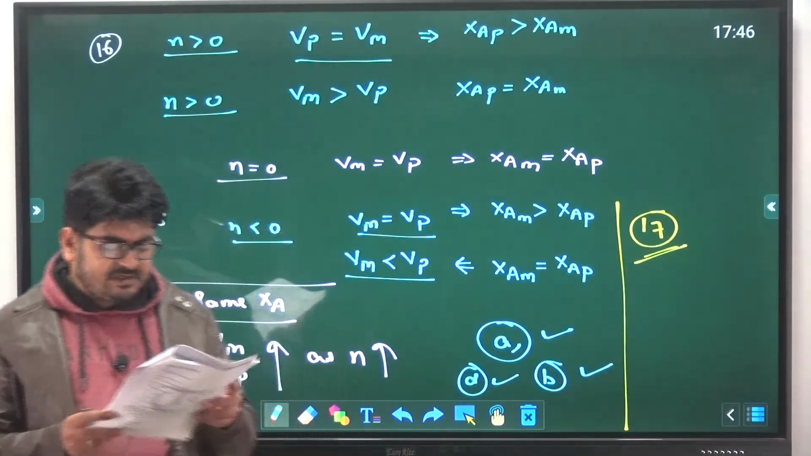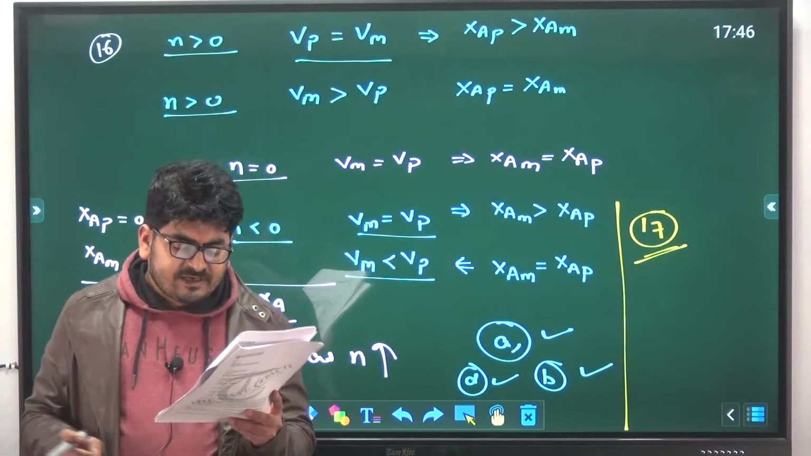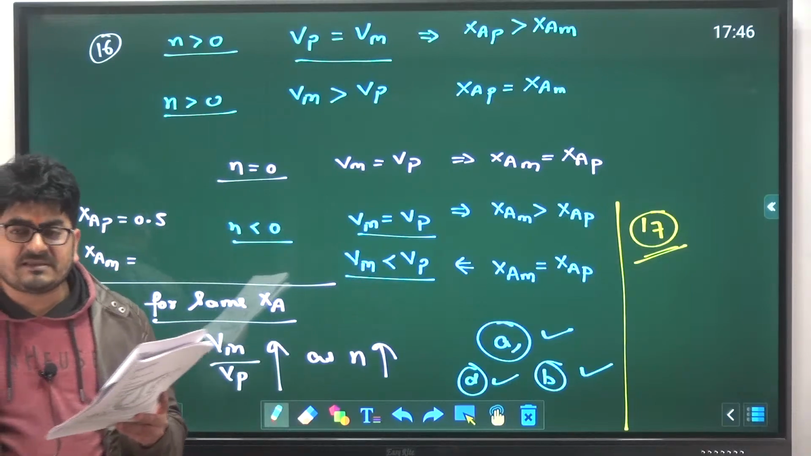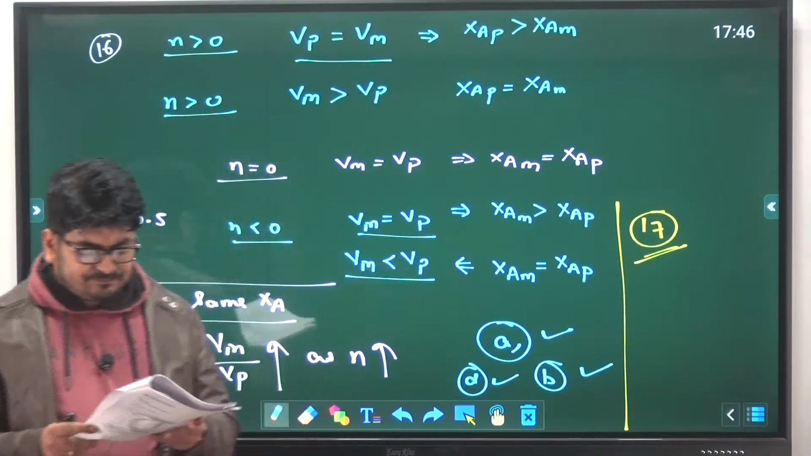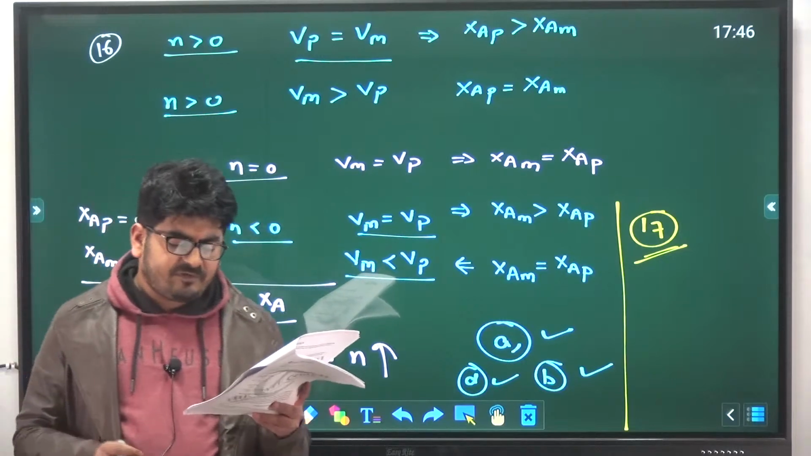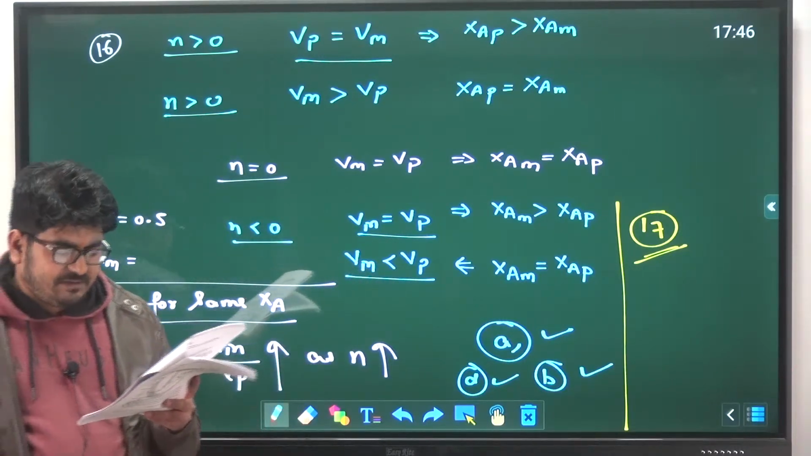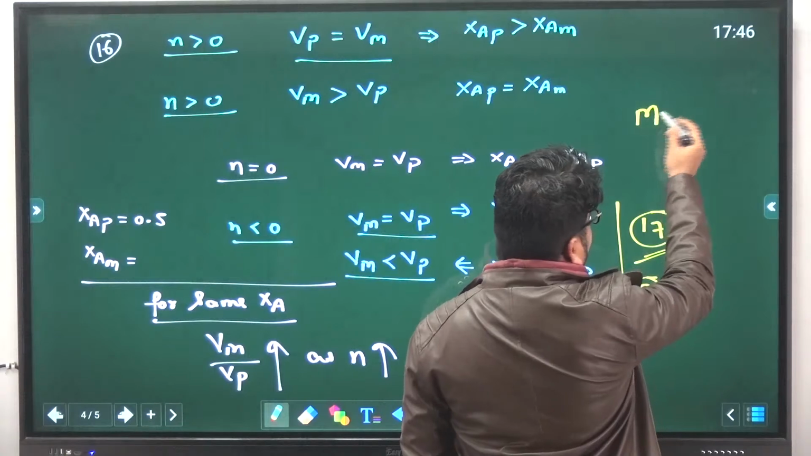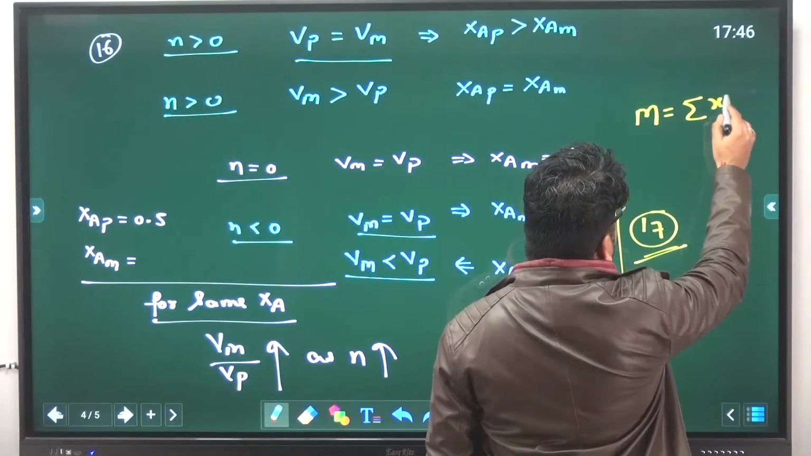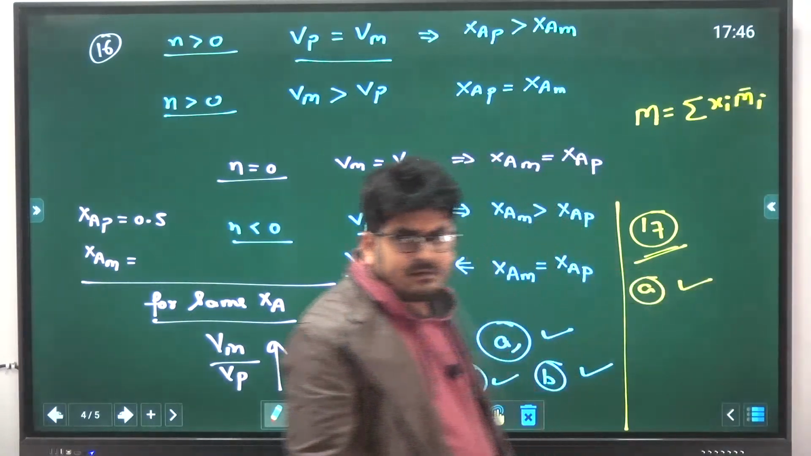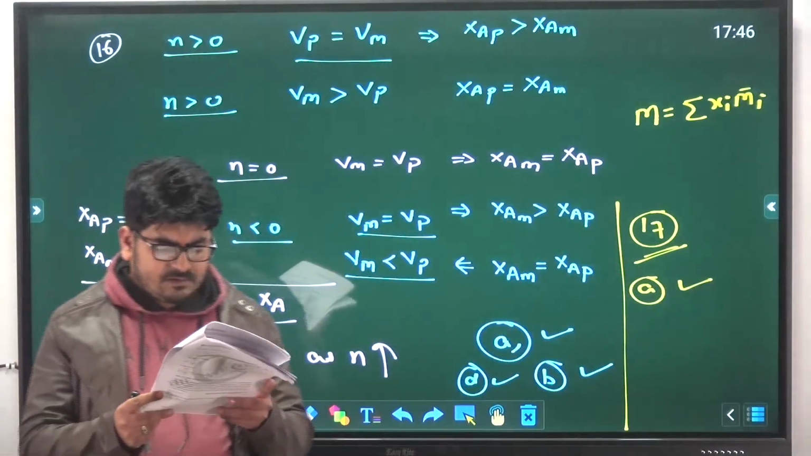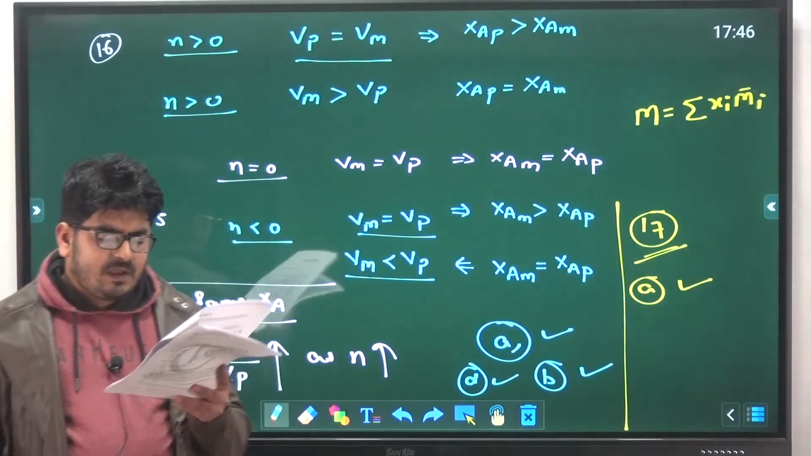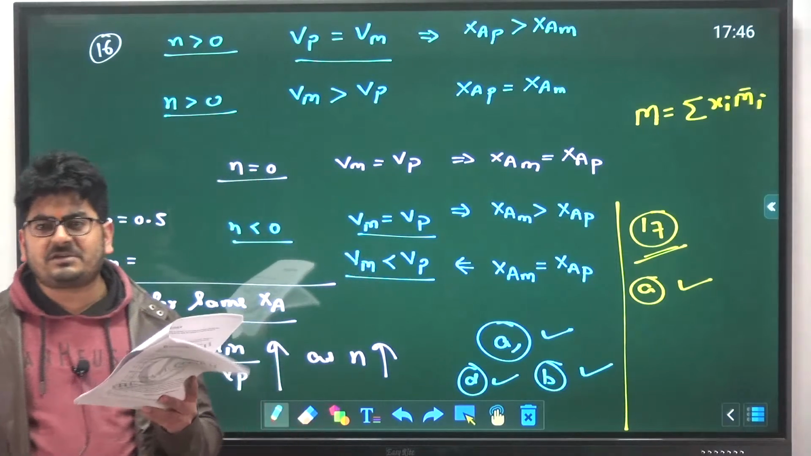Like in question 17, it is given that consider the following statements about the properties of perfect non-reacting gas mixtures and find out which of the above statements is or are correct. So option A, total volume of a mixture is the sum of partial molar volume at the same pressure and temperature. That's the correct option, because you know that the molar property of the solution is the summation of xi into mi bar. Okay, and this is perfect gas mixture, so obviously ideal mixture.